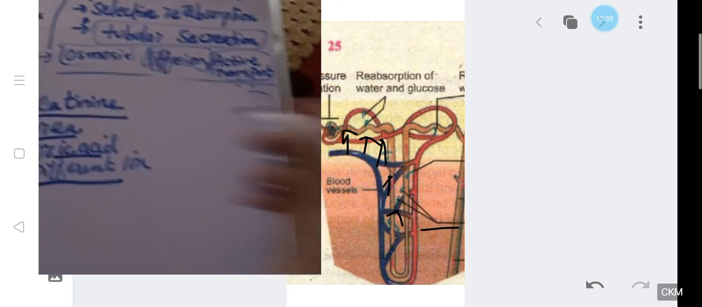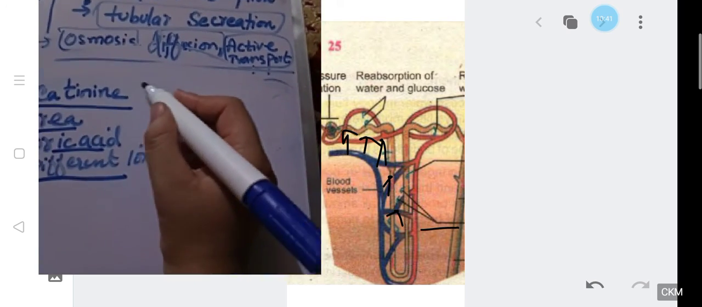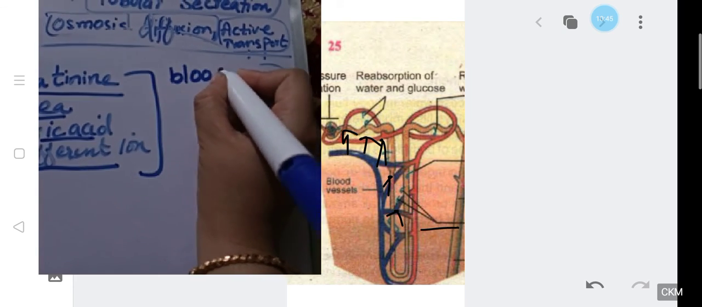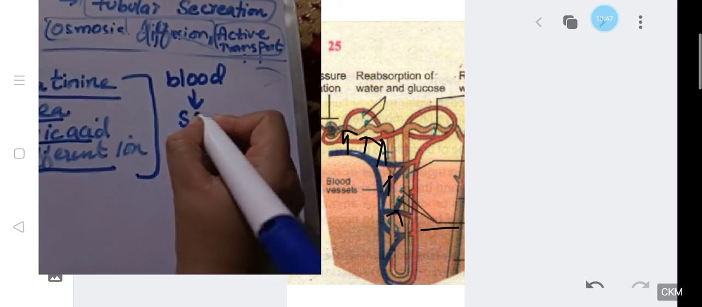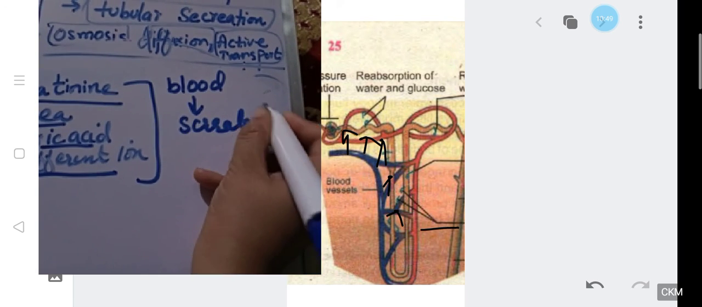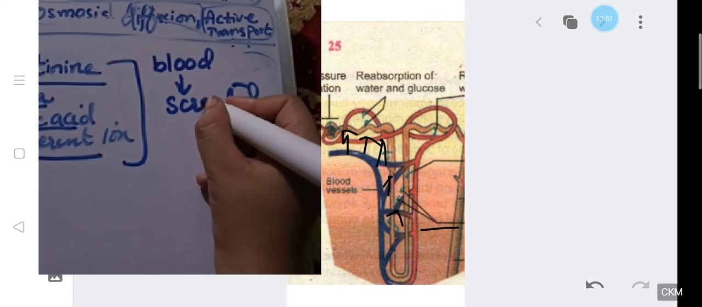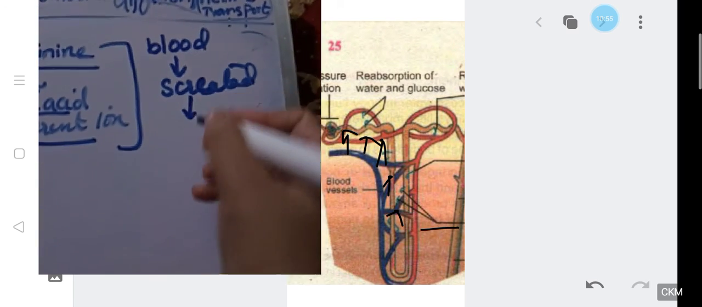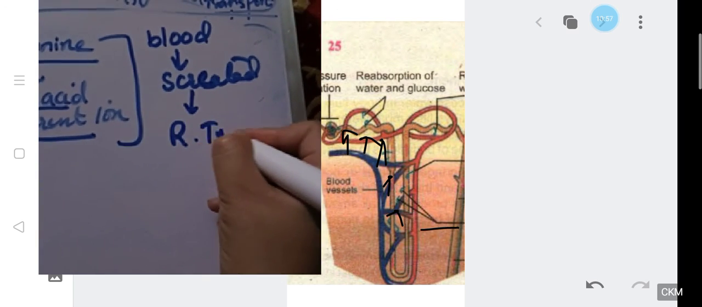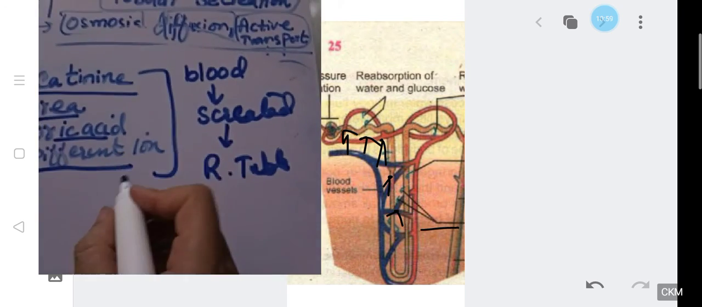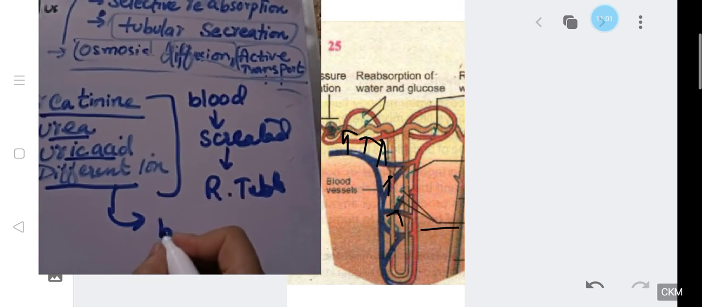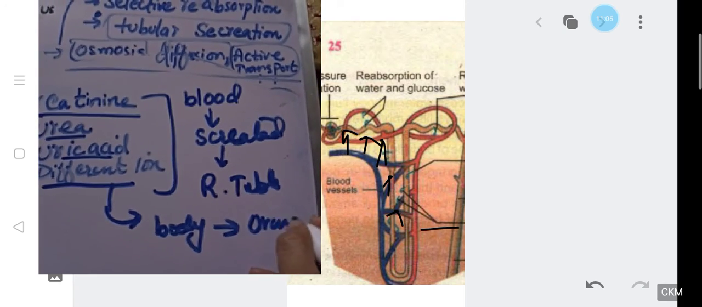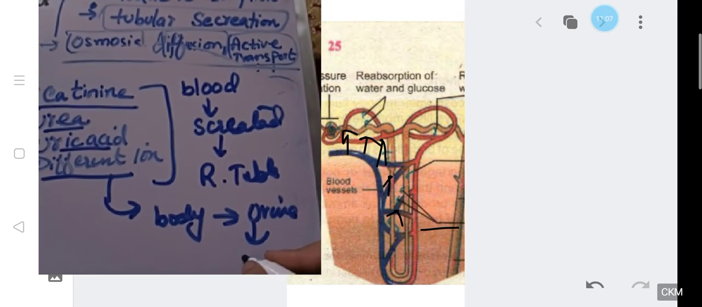Students, what is happening here? These all are the metabolic waste from the blood that is secreted back toward the renal tubule, so that this waste is going to be removed out from the body into the urine, and from urine to outside of the body.